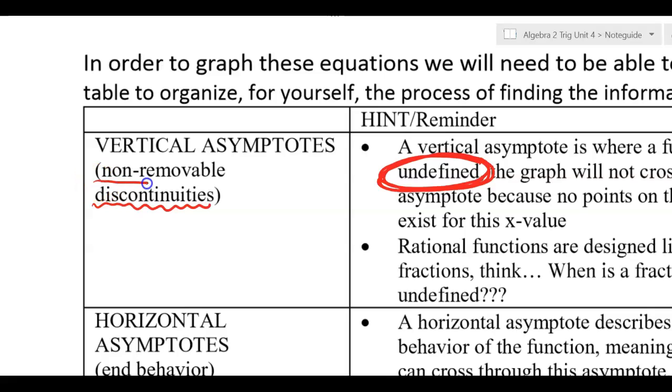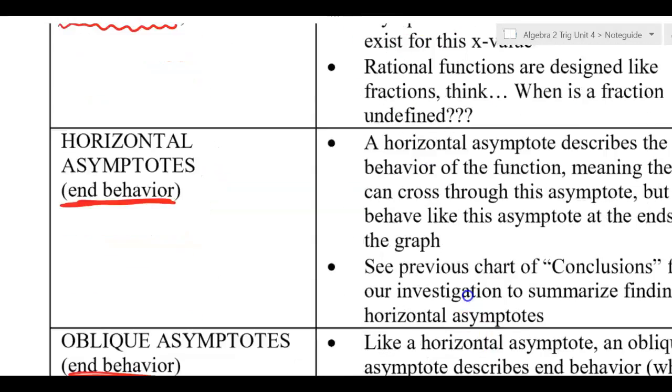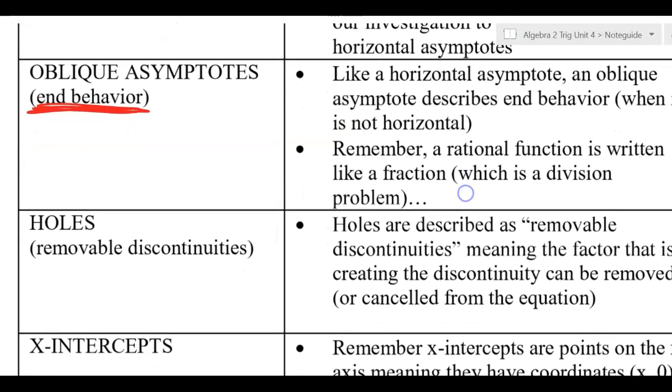Why is it called non-removable? Because there's two ways to split up your graph. You can split your graph with an entire barrier, or remember the picture we saw at the beginning that was like a line with a hole in it? That's another way to split the graph. So I'm going to go down to holes real quick. Notice that if we have a hole in our graph, it's also called a discontinuity.